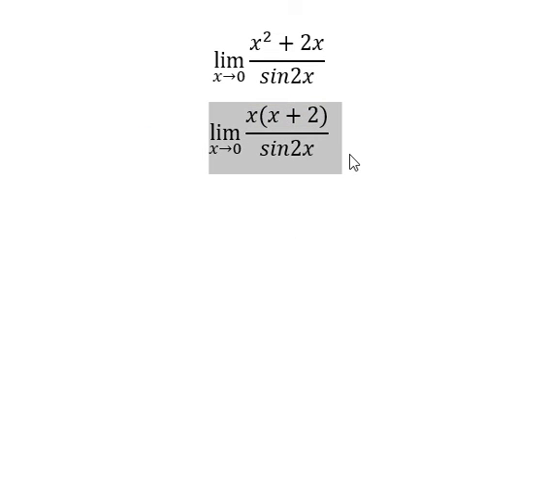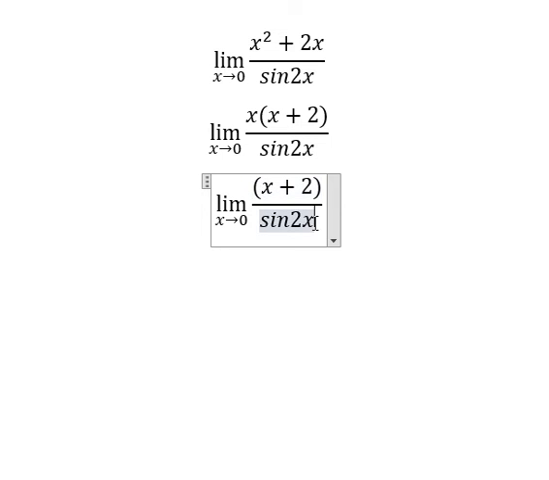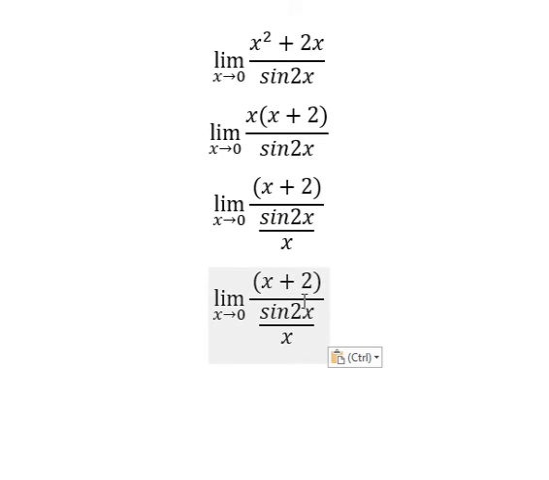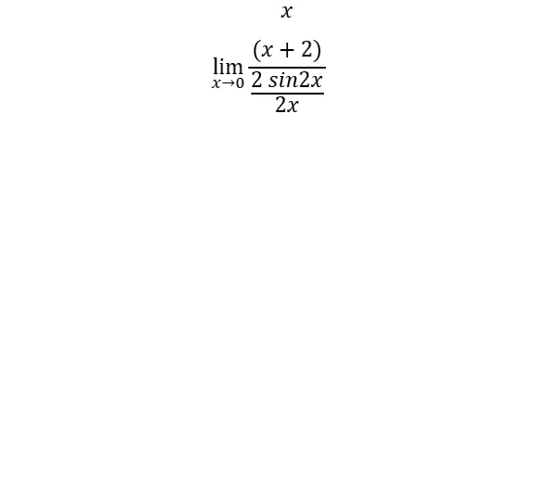Next, about x, we can put this one to here. And that should be like this. Next, we need to multiply by number 2 on numerator and denominator. Next, we have the formula.